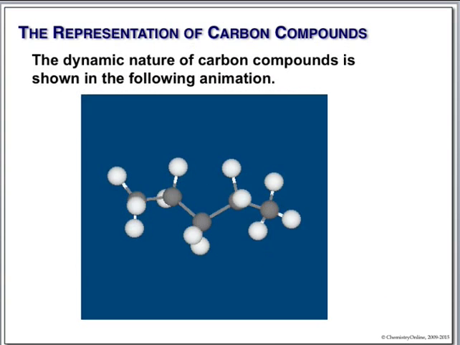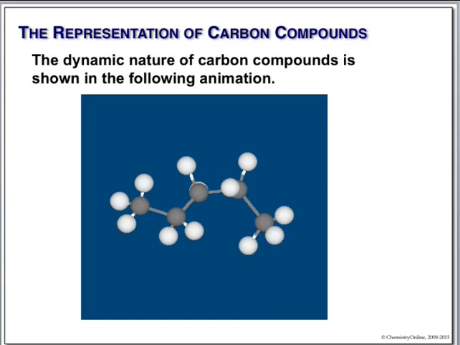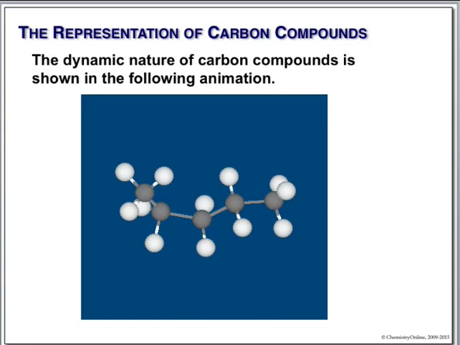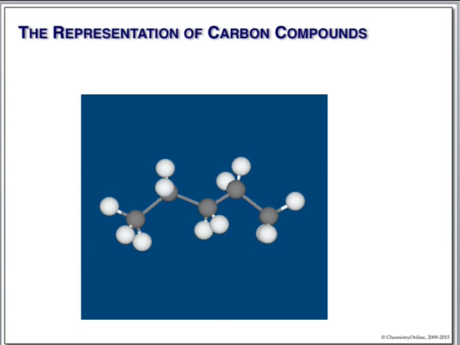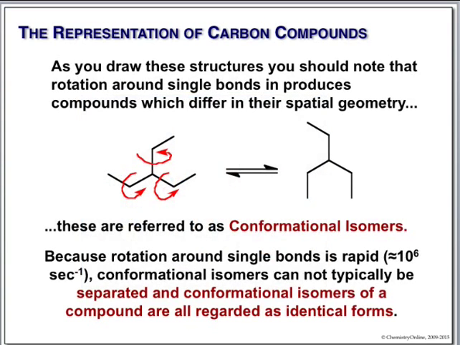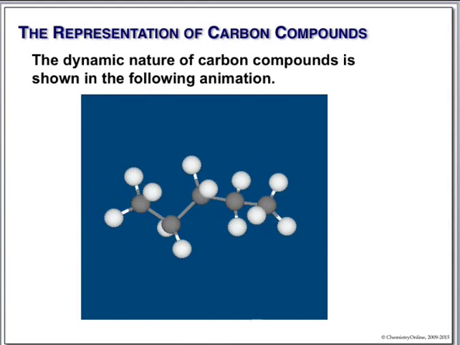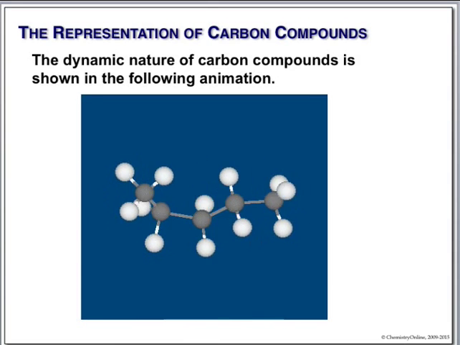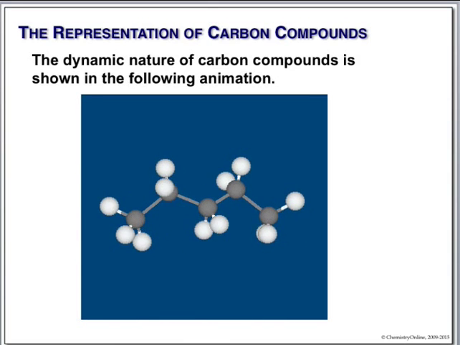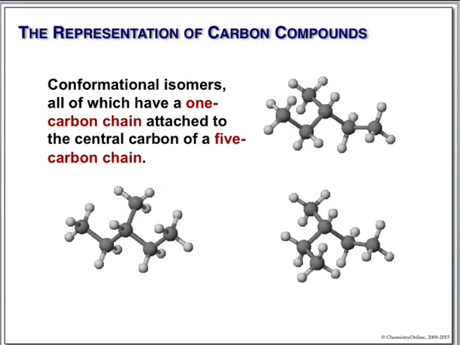Here's our movie. This is a pentane, and it's just here doing gymnastics, isn't it? This is just supposed to represent exactly how many degrees of freedom we have around all of these bonds. Another way to look at it, these are all conformational isomers.